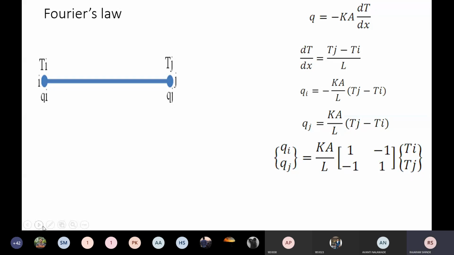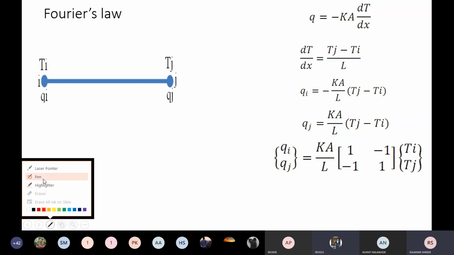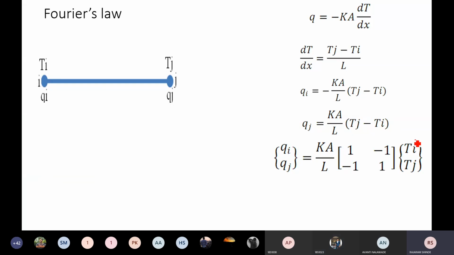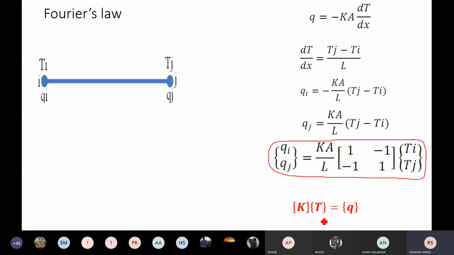Yes, sir. This is known as the finite element equation of a thermal problem. Now in short, we can write K into T is equal to Q. Here K is K by L, which is known as the conductivity matrix. For a thermal problem it is a conductivity matrix. For a structural problem it is AE by L. Am I right?